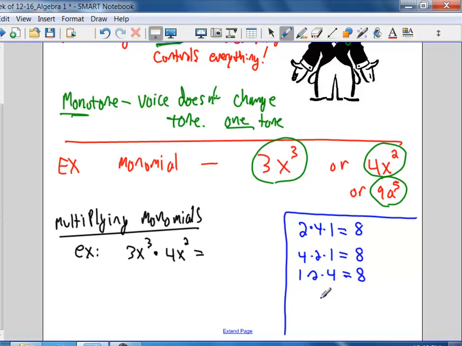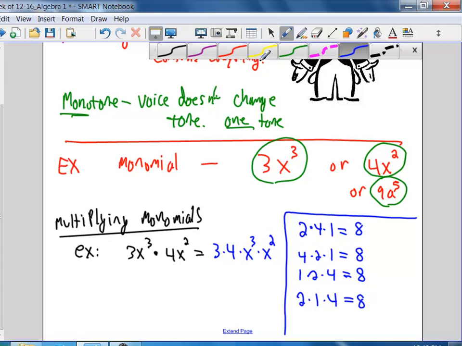So far, we're seeing that it doesn't really matter what order I put these in. I'm going to get 8. So it doesn't matter what order I put this stuff in. I could put 3 times 4 times x to the third times x to the second, and I'm still going to be okay. Is everybody good with that?